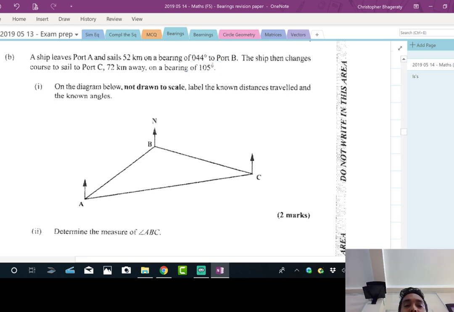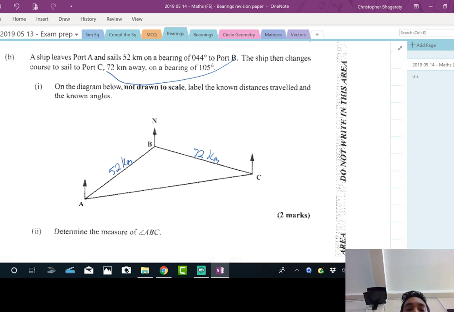Let's do the distances first. From port A to port B, what's the distance? 52 kilometers. And the distance from port B to port C is 72 kilometers. Didn't we have those distances just now? What we had just now was 103.5 and 32.